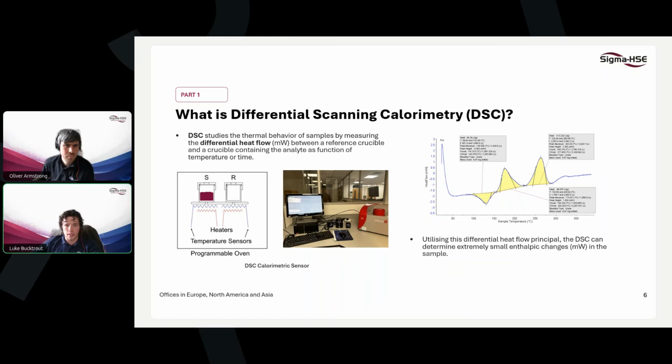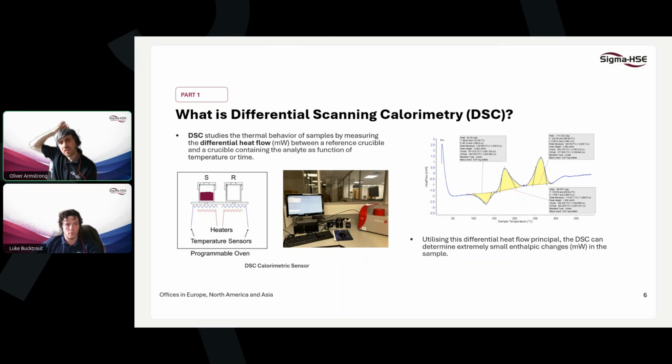In some methods, it's necessary to use a reference material, and this reference material should have known thermal properties and be chemically inert over the temperature range of interest. We'll discuss a couple of these methods later on in the presentation, but overall, the DSC is a simple but extremely sensitive instrument and provides resolution at the milliwatt scale.